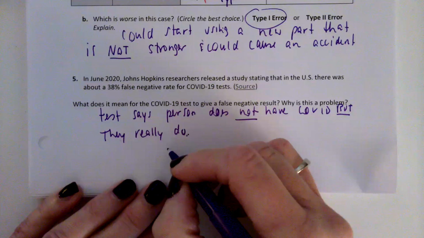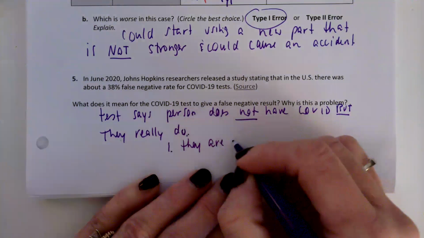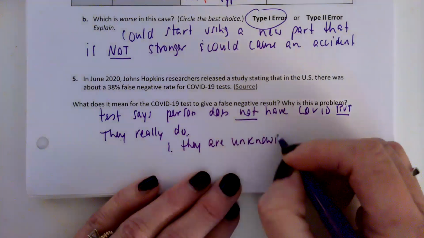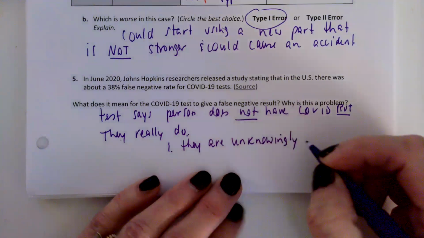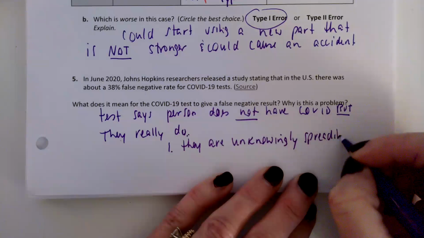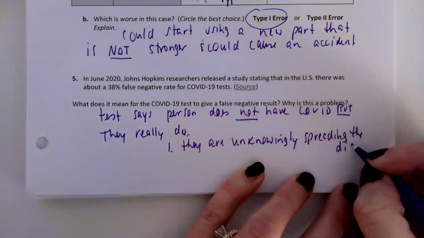One is they are unknowingly, because if they don't think they have COVID, they're walking around spreading it. They are unknowingly spreading the disease.